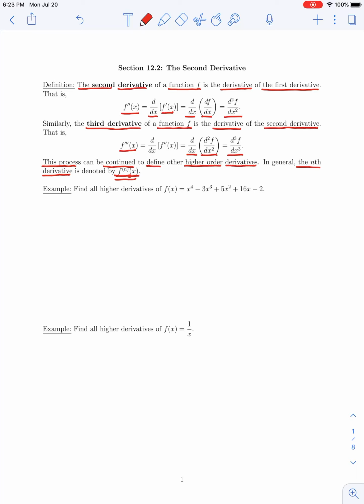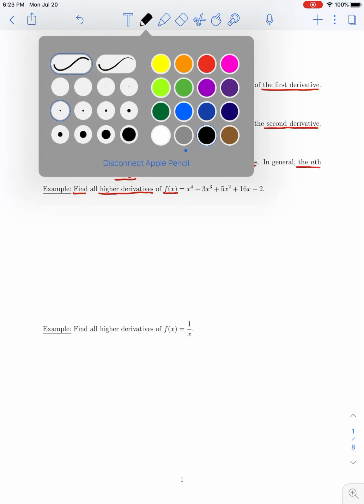So let's look at some examples of finding higher derivatives of functions, and then we'll talk about some applications. In this first example, we are asked to find all higher order derivatives of the function f of x, which is this polynomial. Let's start by finding our first derivative.